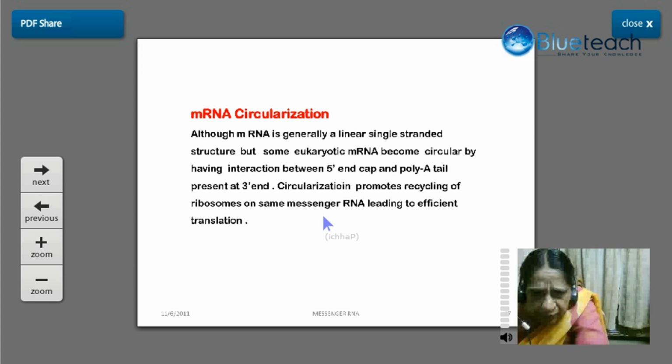Now, generally messenger RNA is linear, but occasionally the 5' end and 3' end of messenger RNA may interact, that is cap and tail, and become circular. Circularization promotes recycling of ribosome on the same messenger RNA, leading to efficient translation. They are not dissociated.